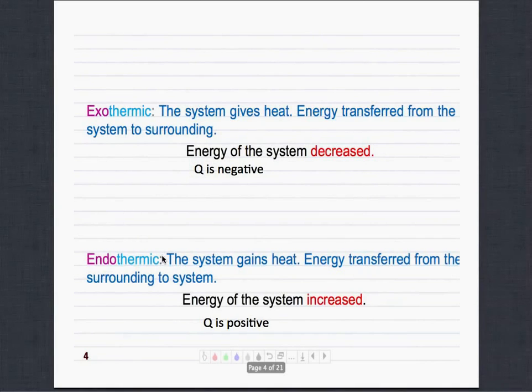So, an exothermic reaction is a reaction that releases energy, that gives you energy. And definitely the Q of this is going to be negative. It's going to be Q minus.